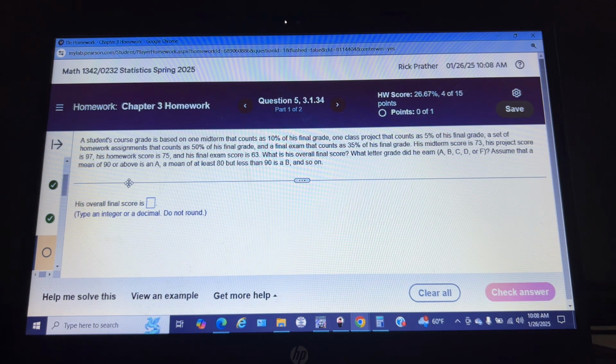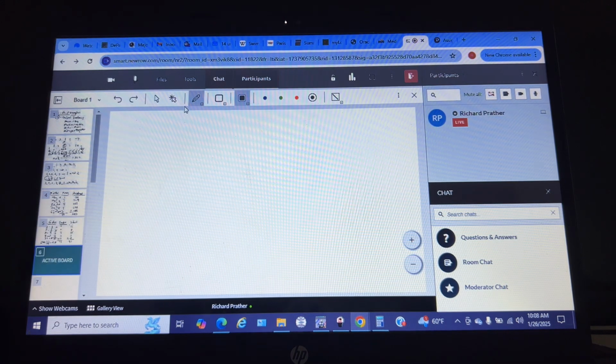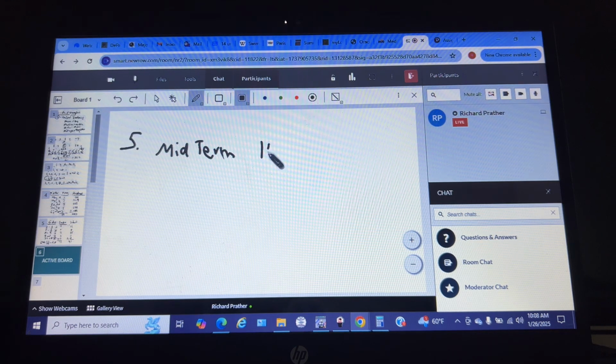Okay, so here's another example. This is the one I was talking about, is both your GPA and every class you take is a weighted average, really. So here's somebody in one class, and this class has a midterm that counts 10% of the grade. So make a chart here. So midterm is worth 10%.